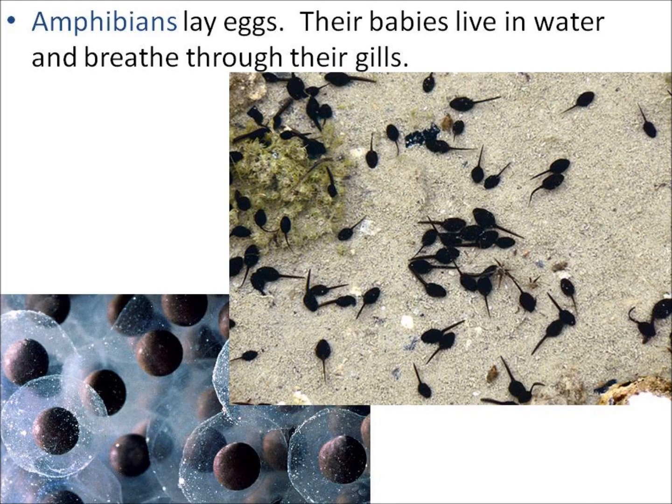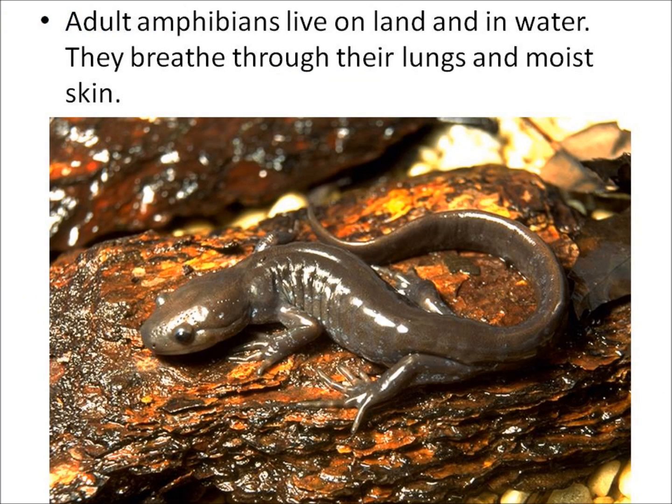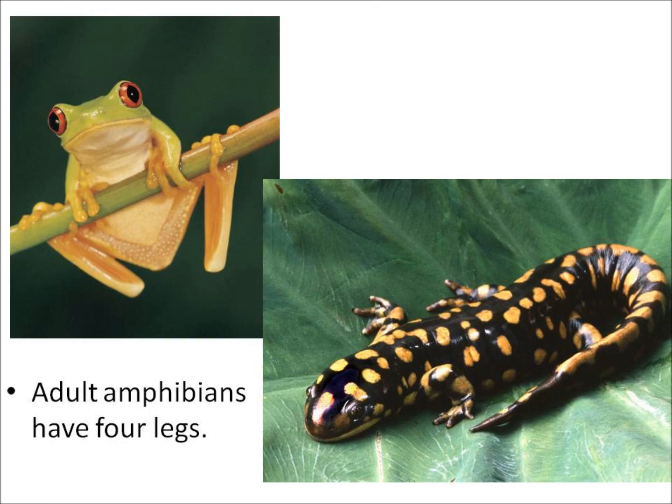Amphibians lay eggs. Their babies live in water and breathe through their gills. Adult amphibians live on land and in water. They breathe through their lungs and moist skin. Adult amphibians have 4 legs.